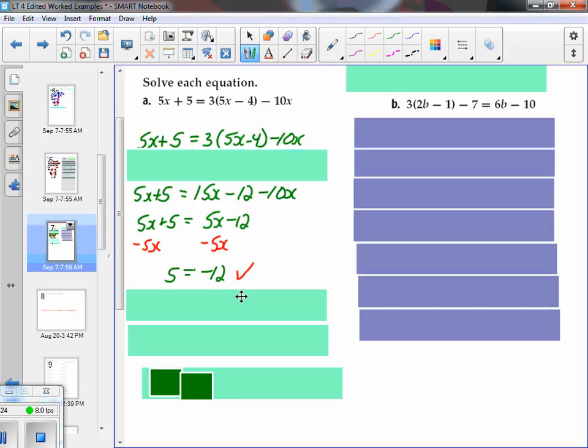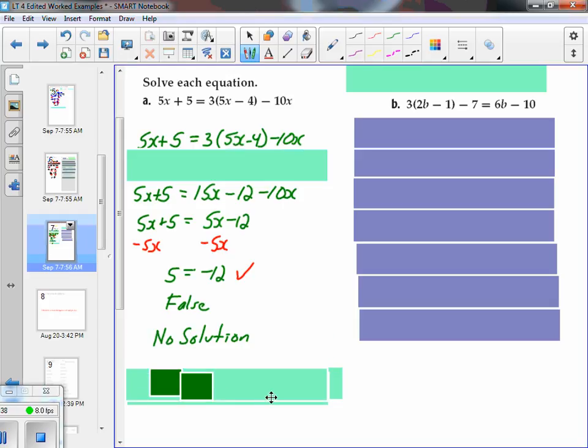Whenever your variable goes away, and you didn't do anything wrong, but there's no variable left in your statement, if your equation is false, that means that there is no solution to this equation. There isn't a solution. So, since it was a false statement, no solution is what you put. And again, like I said, you're going to feel like you did something wrong, but you didn't. Not at all. Now watch what happens in this last example.